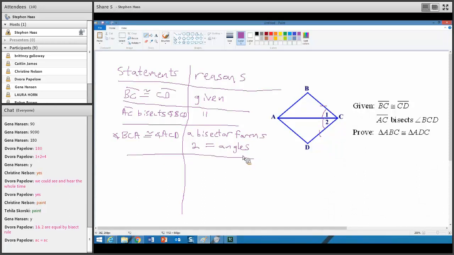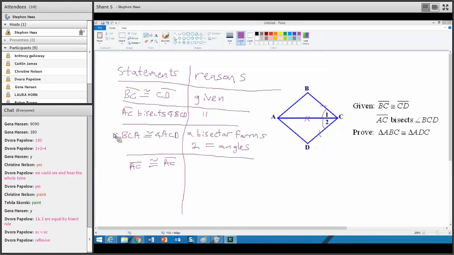So what do we have so far? So far we've got a side and we've got an angle. How do we get the third side? What third side can we get? Well, how about AC is equal to AC? That's right. Remember we just discussed this a couple of minutes ago? AC is congruent to AC. And anybody remember what that was called? That was called the reflexive property.